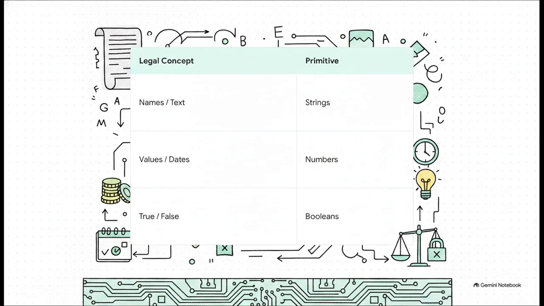When you write a client's name or a text description, in code, that's simply called a string. When you write down monetary values, ages, or dates, in code, that's a number. And when you draft a condition that must be met, like a yes or no, an if-then scenario, that's called a Boolean, which is just strict true or false logic. Strings, numbers, and Booleans. That is your core data primitive vocabulary.